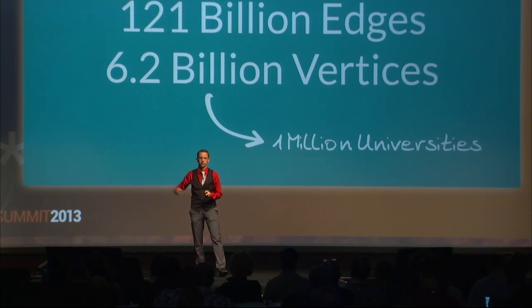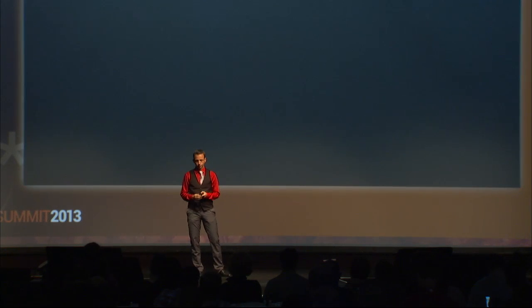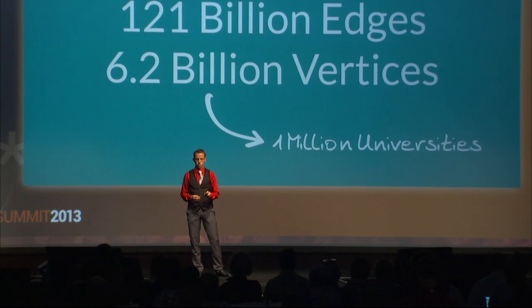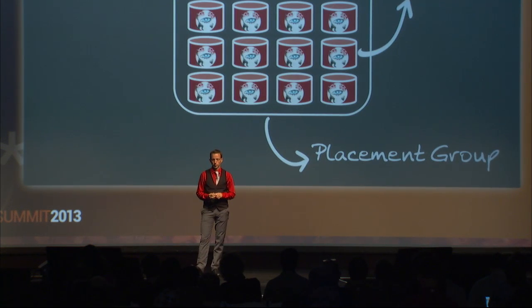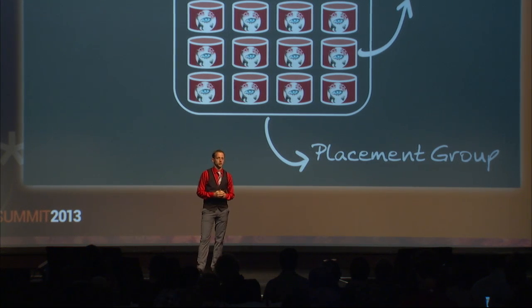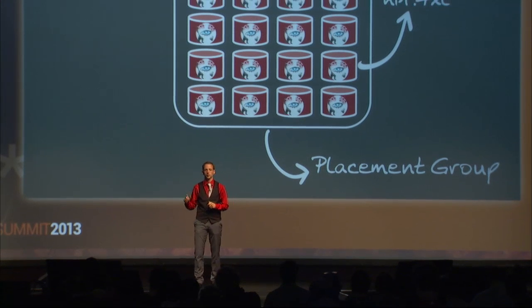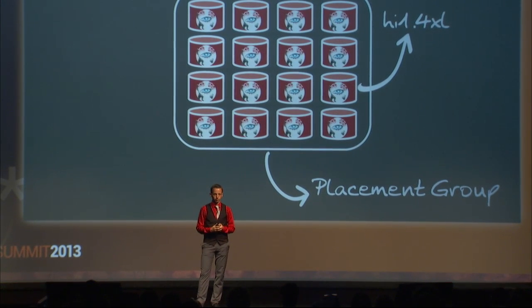We put all of that data into S3, and now we had to load it into a Titan Cassandra cluster. What we did is we used 16 high I/O instances, so those are the new Amazon EC2 instances that have the SSDs in them, the 2 terabyte SSDs, and we put them all in one placement group.